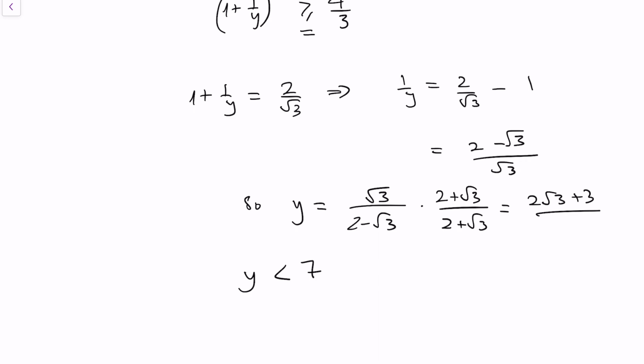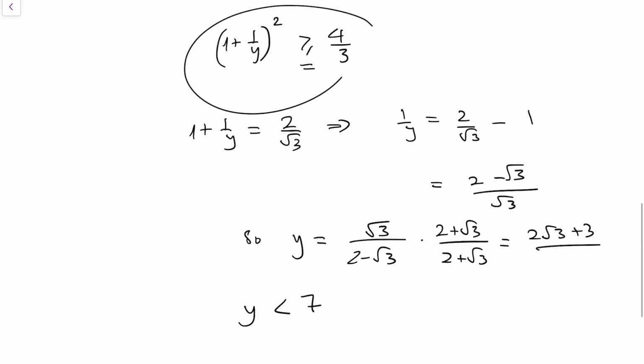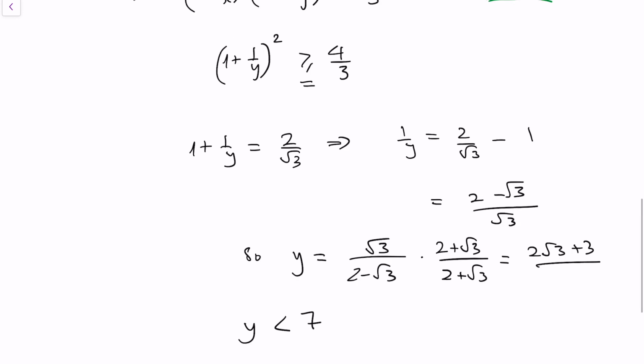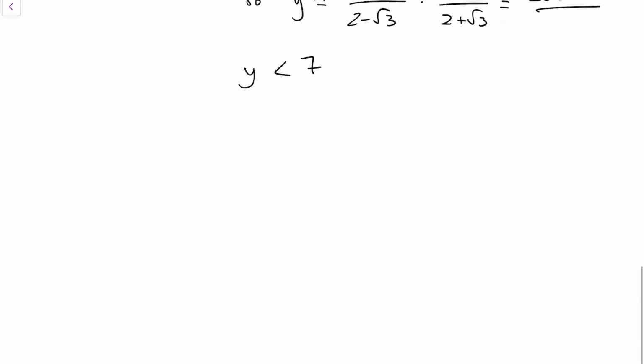This is number theory, so we don't want to go into square root of 3s or radicals and things like that. So you could simply test some values and you will see that you will get the same result, okay? So y must be less than 7. But what is the lower limit?